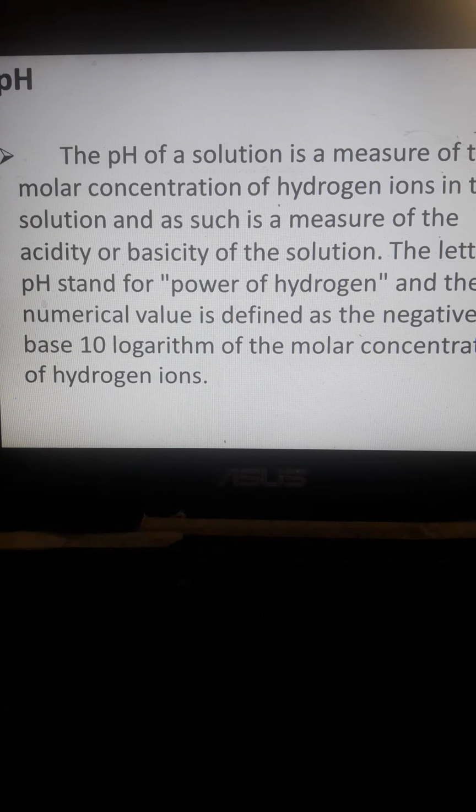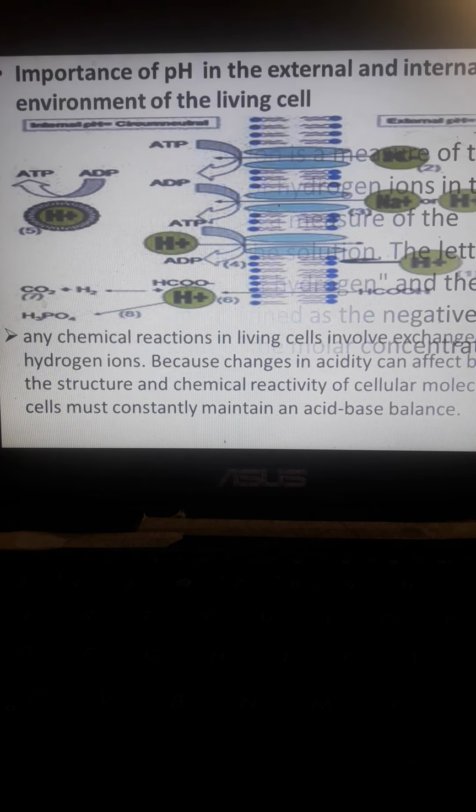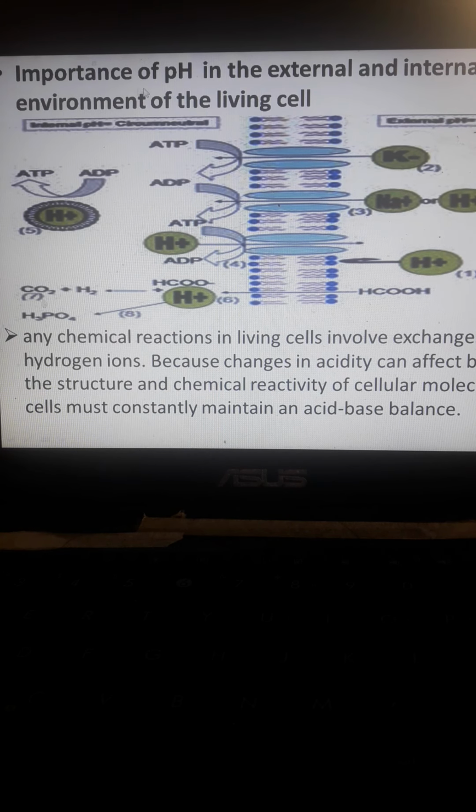concentration of hydrogen ions. In our lecture we have introductory discussions, and most of the discussion of pH and buffers will be done in the laboratory. So what is really the importance of pH in the external and internal environment of cells? We have the internal part, the cytoplasm, and the external part, or the extracellular environment.